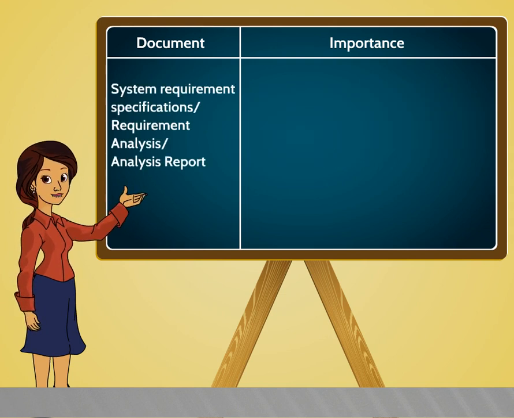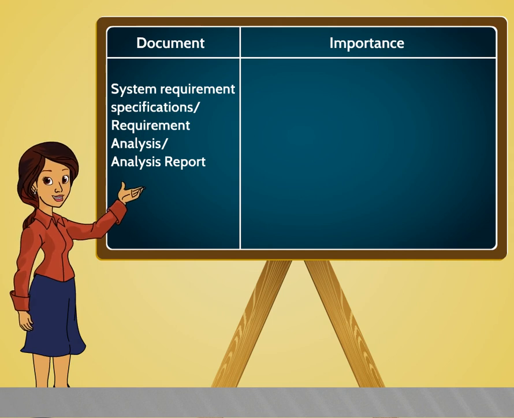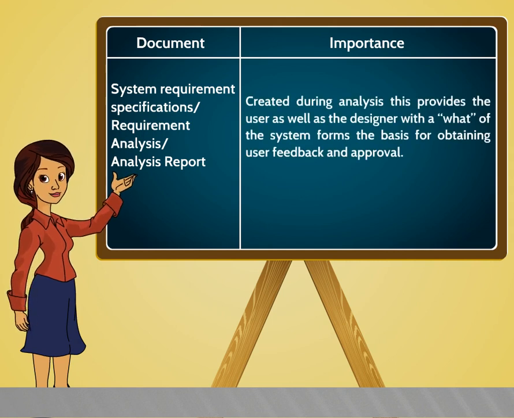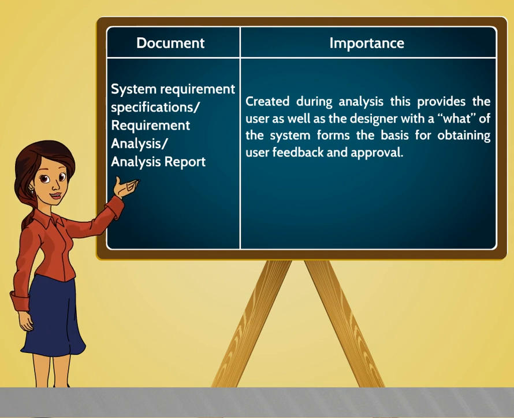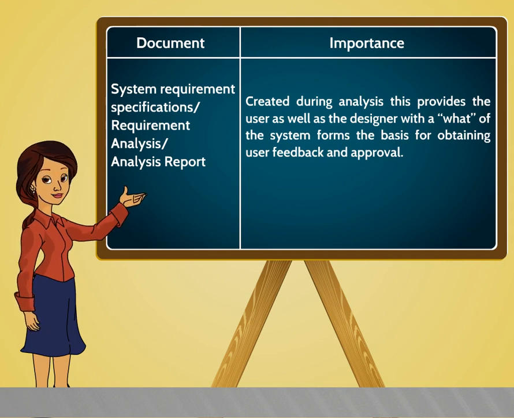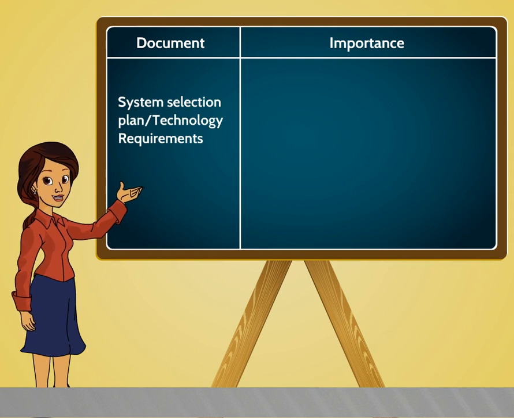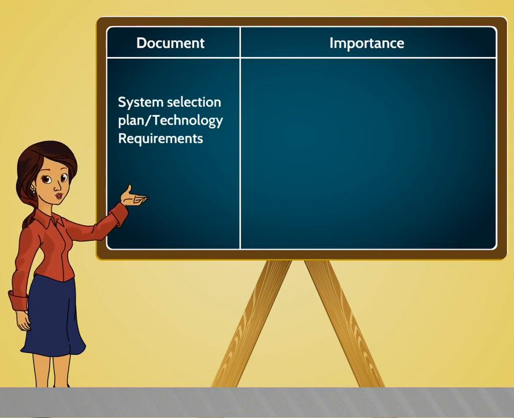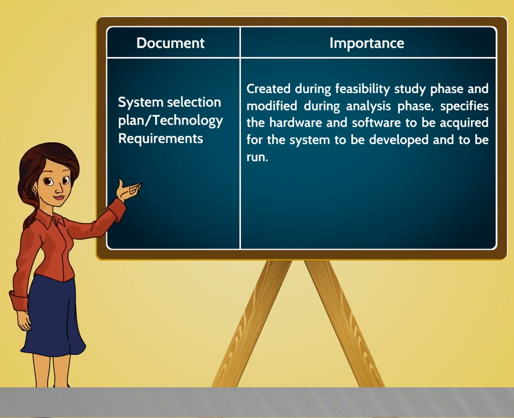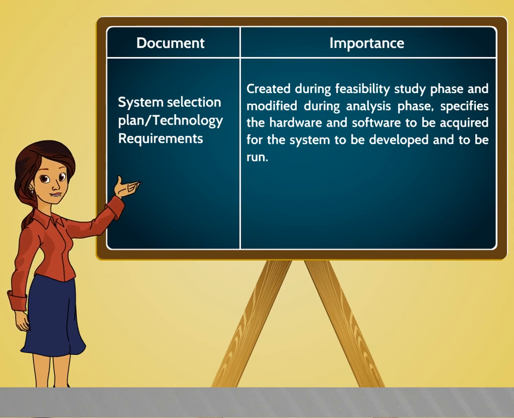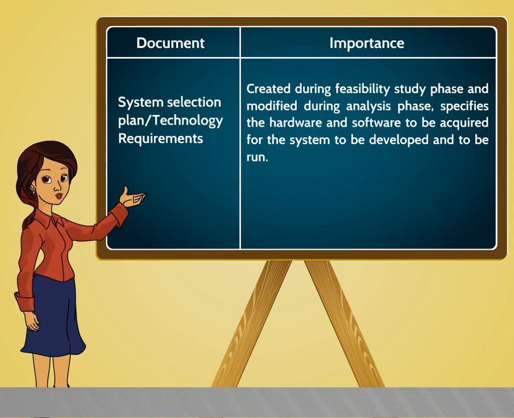System requirement specifications, or requirement analysis, or analysis report. Created during analysis, this provides the user as well as the designer with a what of the system and forms the basis for obtaining user feedback and approval. System selection plan or technology requirements. Created during the feasibility study phase and modified during the analysis phase, it specifies the hardware and software to be acquired for the system to be developed and to be run.